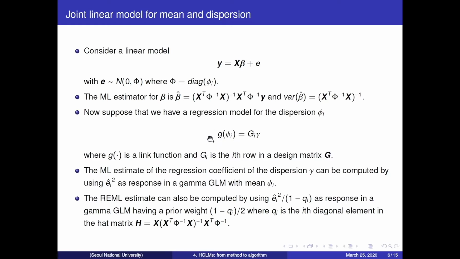Now, suppose that we have a regression model for the dispersion Ci. So g(Ci) equals Gi gamma, where g is a link function and Gi is the ith row in the design matrix G. The maximum likelihood estimates of the regression coefficients of the dispersion gamma can be computed by using ei hat squared as response in the gamma GLM with mean Ci.